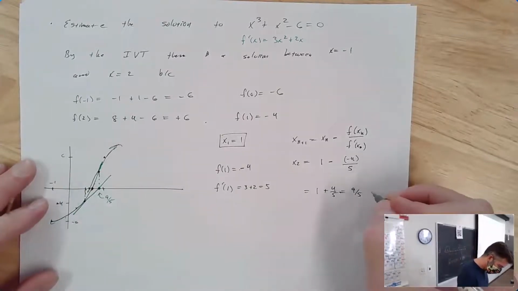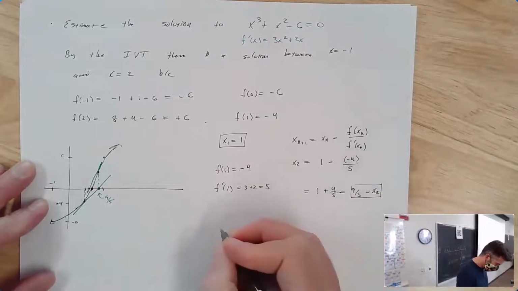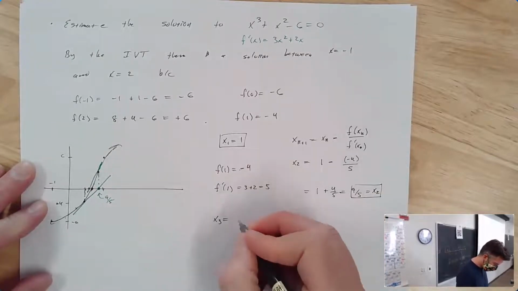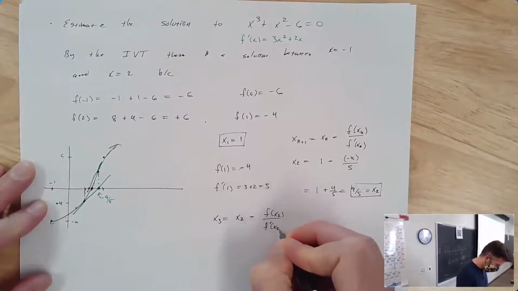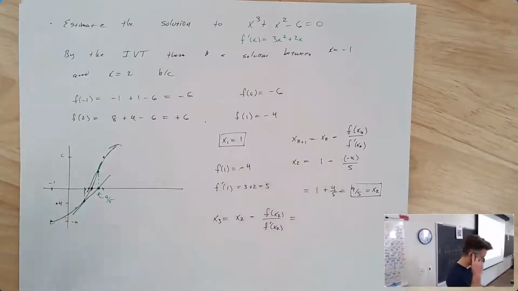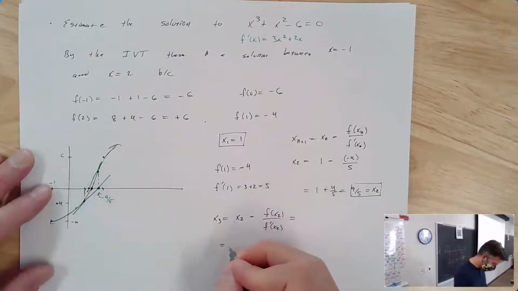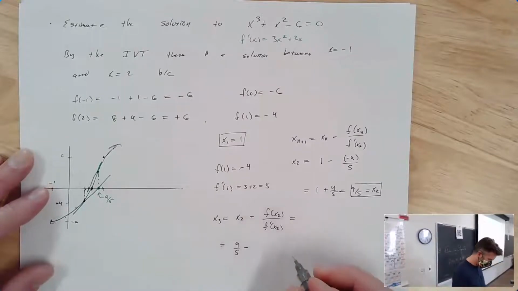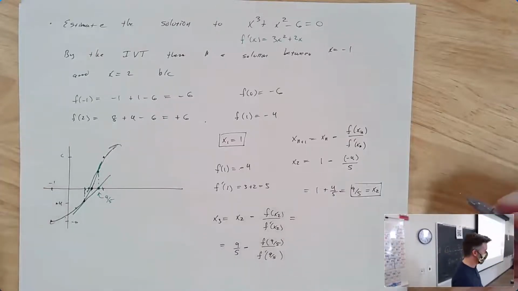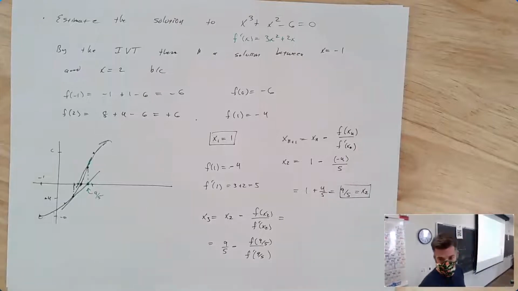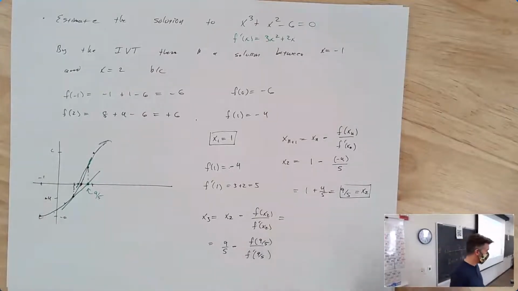So if we want to find x sub 3, it's going to be x sub 2 minus f of x sub 2 over f prime of x sub 2. And again, this is where things start to get kind of ugly, right? x sub 2 is 9/5. It's going to be 9/5 minus f of 9/5 over f prime of 9/5. I don't want to do 9/5 cubed. That seems terrible. So this is where I would pull out a calculator.